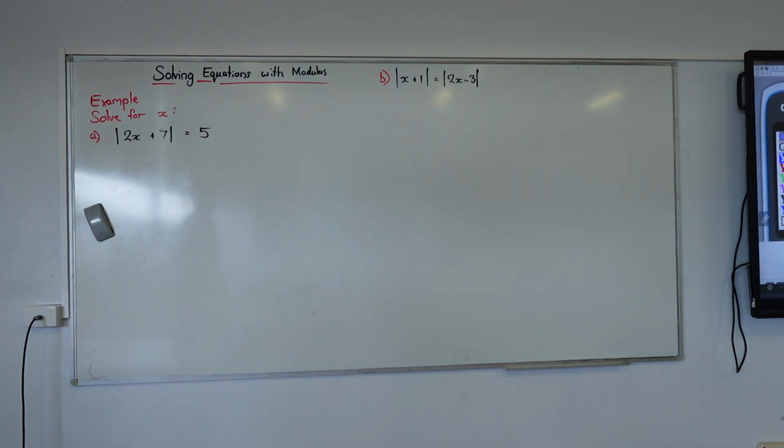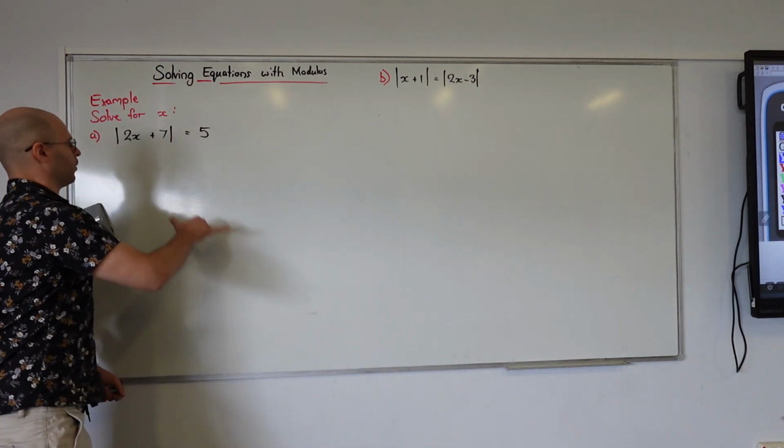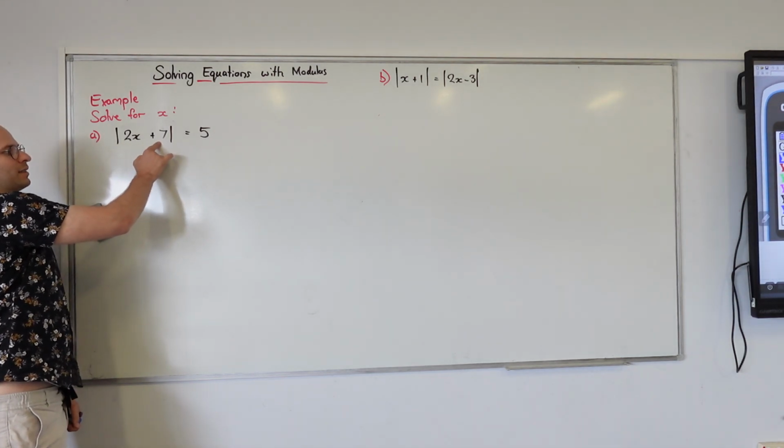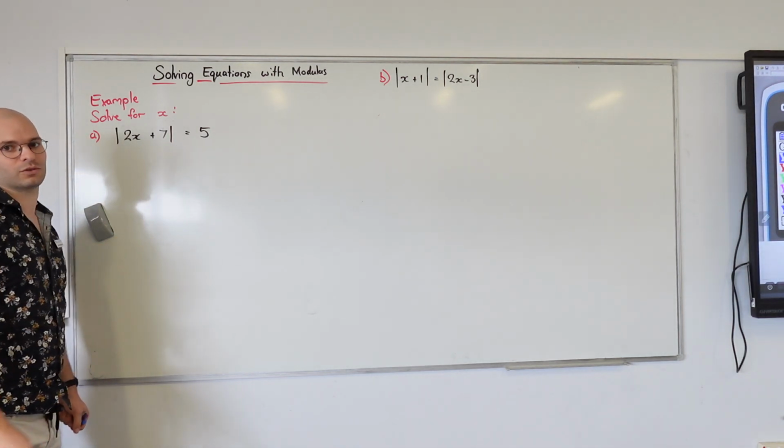On the board, you're going to see that there are equations involving the modulus symbol. What we're going to do is unpack how we handle equations containing modulus. And I'll give you a hint, it's actually not particularly hard. Now, if we have a look over here, we have the modulus of 2x plus 7, and we know it's always going to be equal to 5.